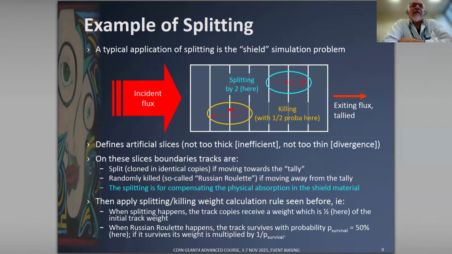So you have a large incident flux on the left, and each time a particle reaches a volume boundary, you split it by a factor 2. And again, you compensate the absorption inside the shield by this artificial splitting. And if it goes in the other direction, then you apply a killing procedure, that is a Russian roulette, with a 50% probability for the particle to survive. Okay, we can go to the next slide.